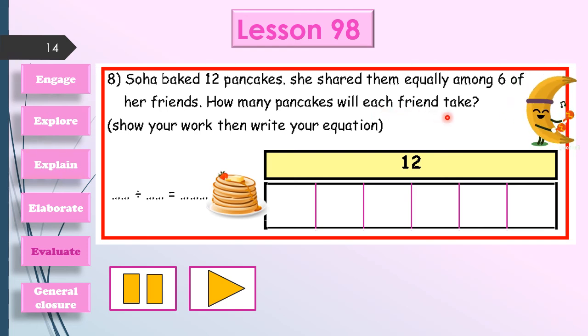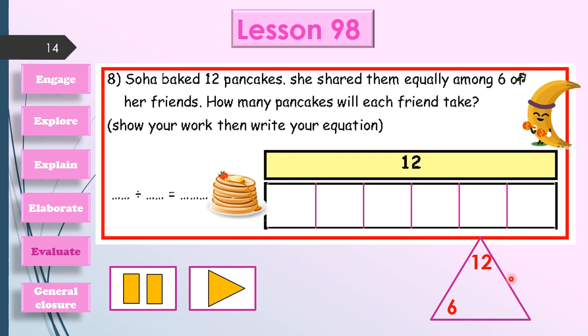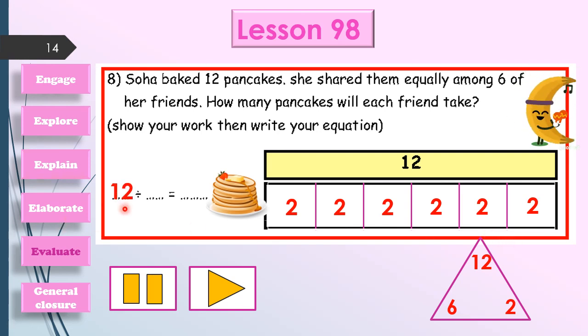Let's draw our magic triangle. Here we have 12. The whole number will be up, and the number of friends will be down. And ask yourself, 6 by what equals 12? It will be 2. 2 by 6 equals 12. Then each friend will have 2 pancakes. Let's prove it mathematically. Here we have 12 pancakes and 6 friends. Then each one will have 2 pancakes.